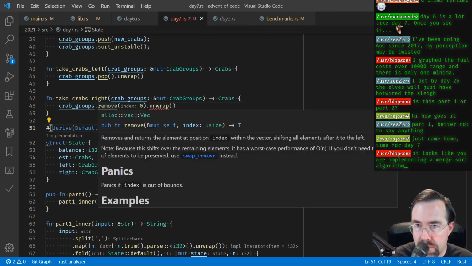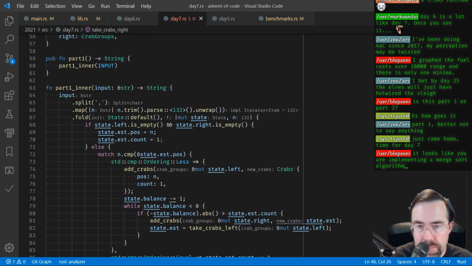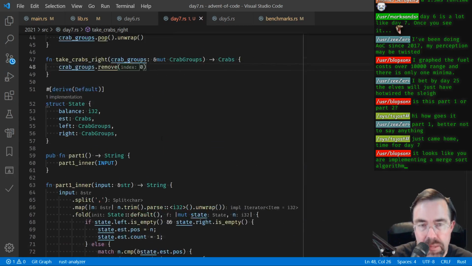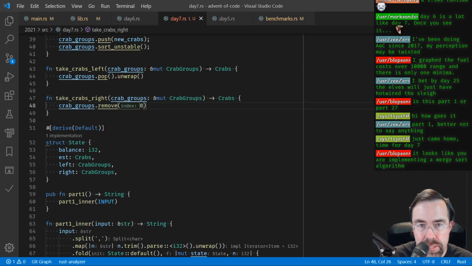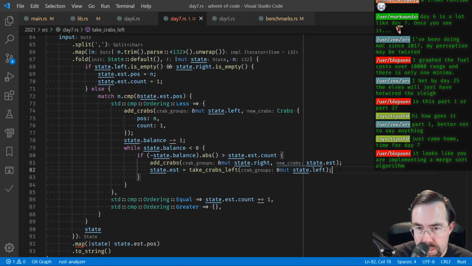What does remove do? Does it just panic if, yeah, it just panics if it's out of bounds. Okay, so we just do that. All right. I guess I could have used remove with the length minus 1 for that instead. Doesn't matter. Okay. So I don't need to take the negative of that, do I?